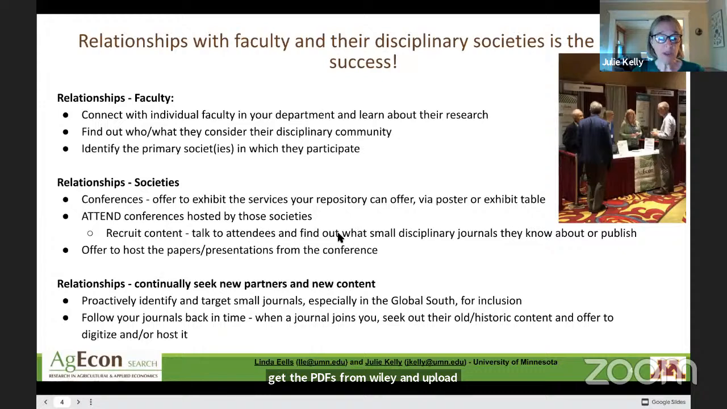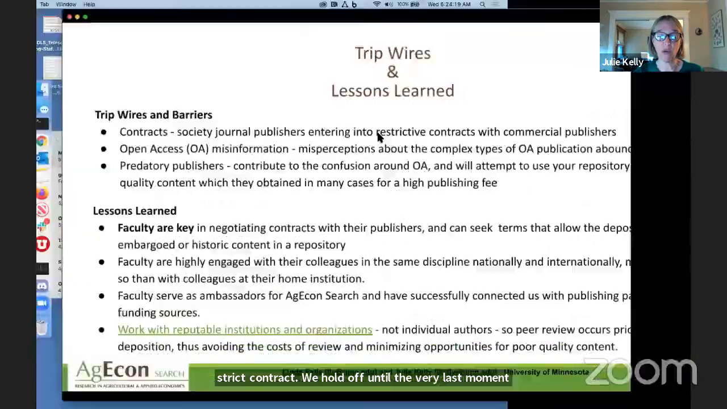We unfortunately sometimes have the situation of asking that journals be taken out of AgEcon Search because they're going to a commercial publisher with a strict contract. We hold off until the very last moment if that happens. And once that paid off, once we struck a different deal and didn't have to actually remove it.